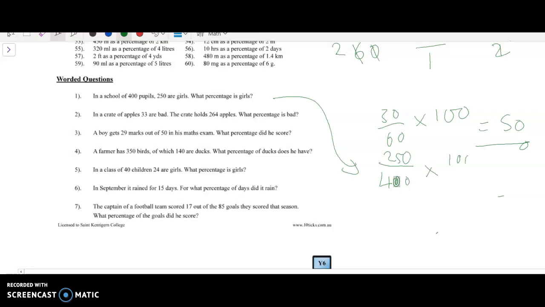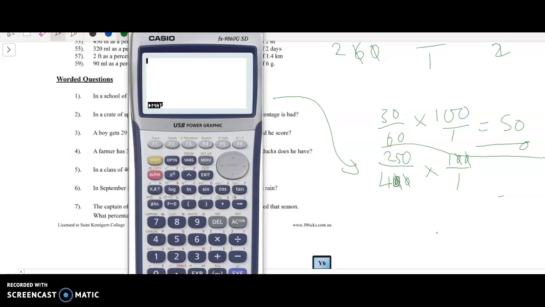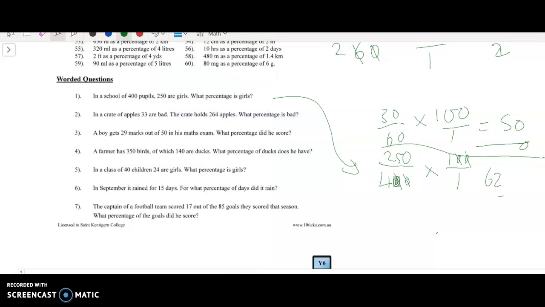So we just need to times it by 100. Remember, it's really 100 over 1. They could go over 1, doesn't matter. So first of all, I can simplify, cross those two, divide both by 100. So it's just 250 divided by 4, and that's going to give us 250 divided by 4 equals 62.5%.